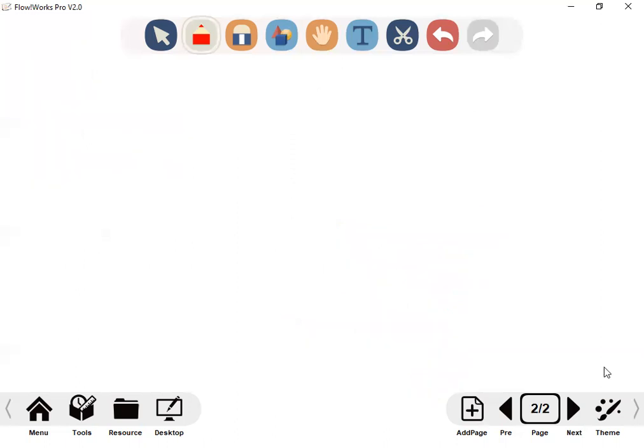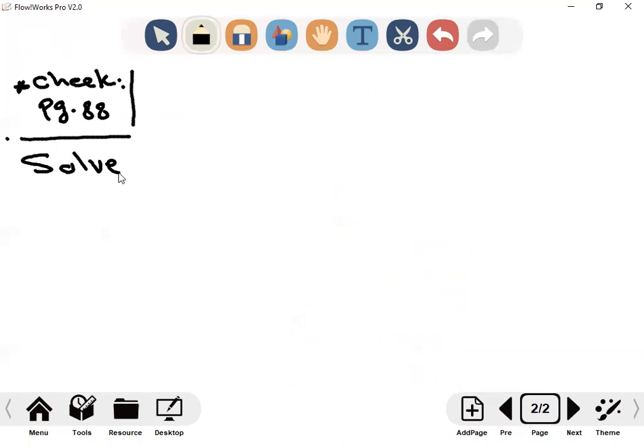Done. Now we have checked page 88. Let's do it together. Check the question, page 88. At the top, the question said, solve 2 minus ax. This is a, not 9, huh? Equals negative 8 for x. Meaning at the end, I want x equal, right?